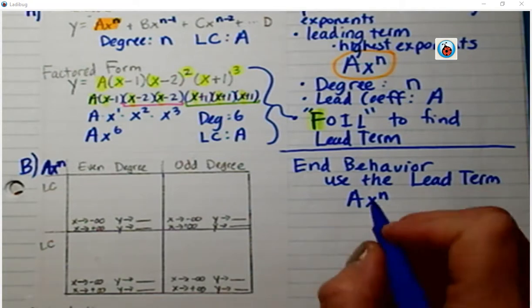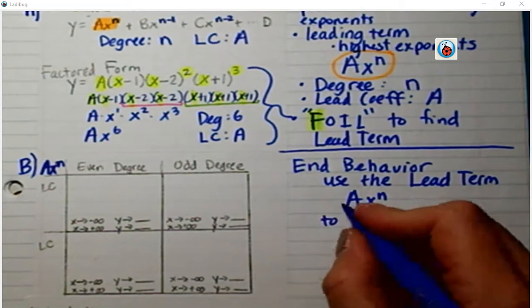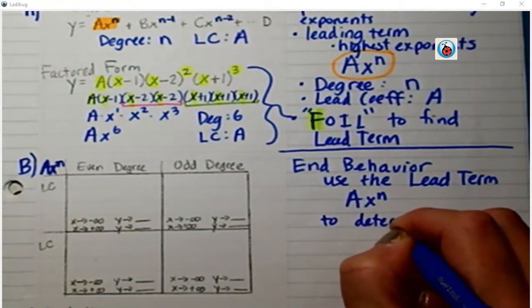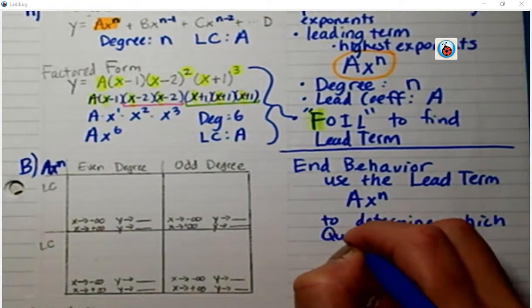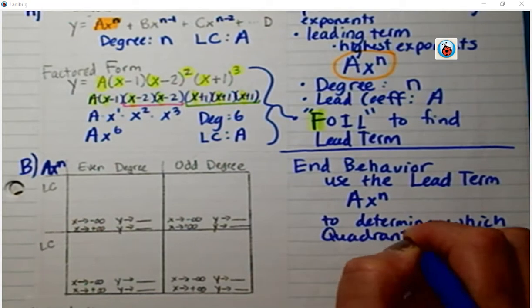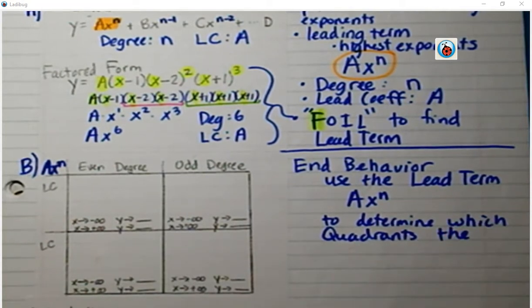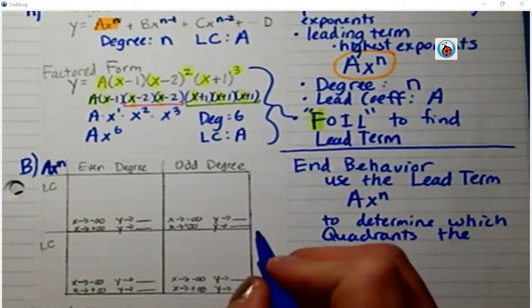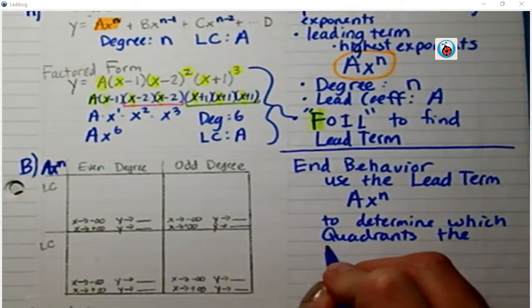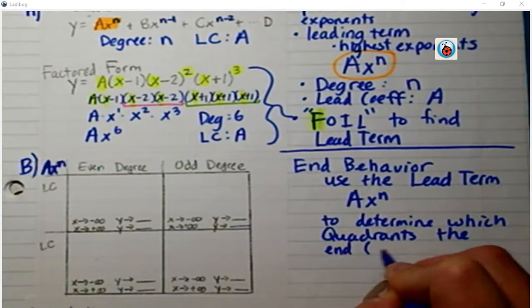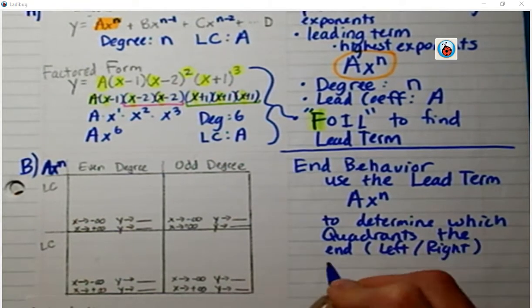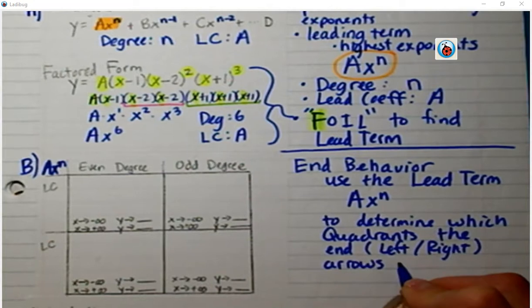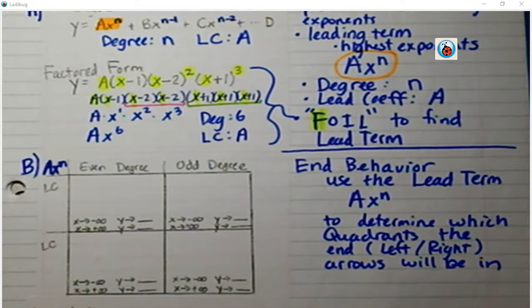Okay, so it's when we use the leading term to determine which quadrants the left and right arrows will go in. Okay, the end, left and right arrows will be in. Okay.